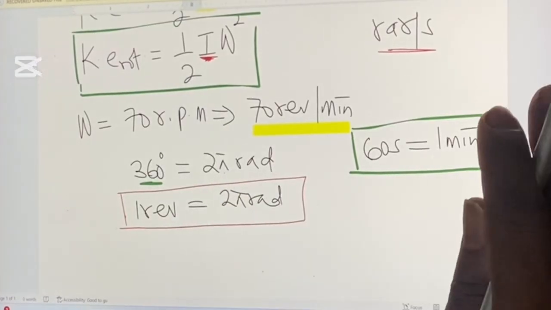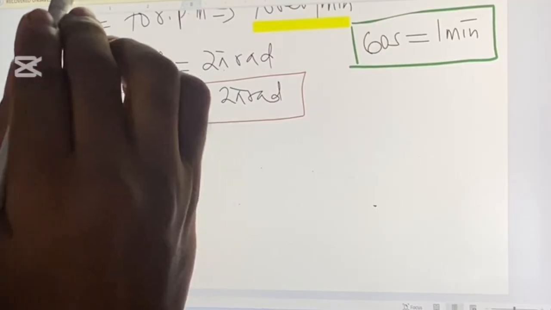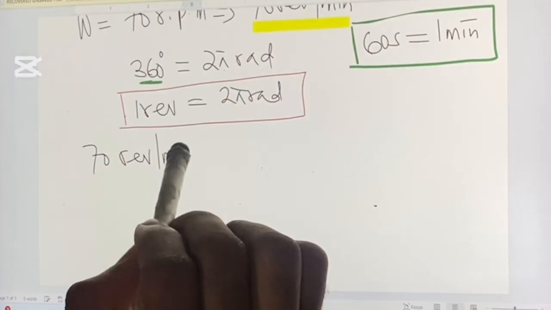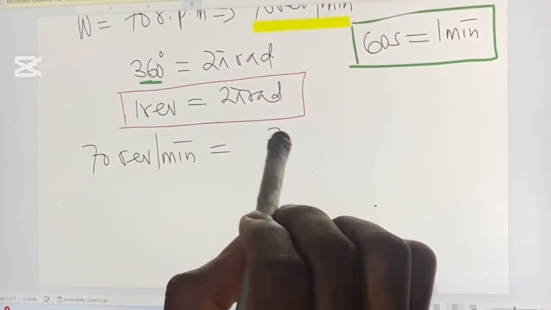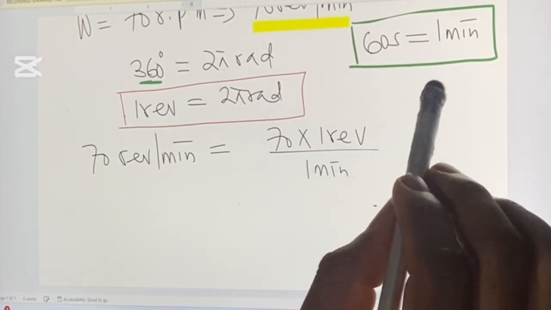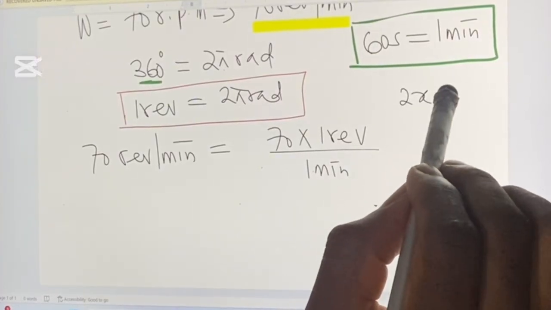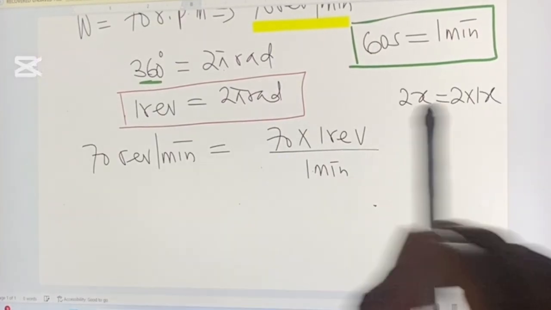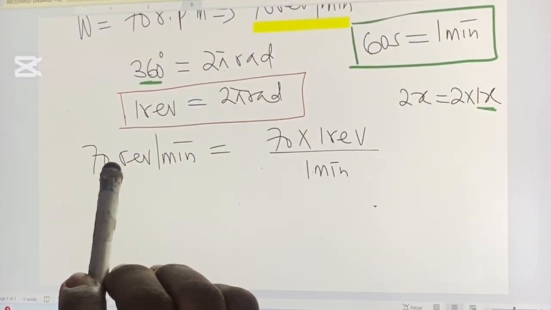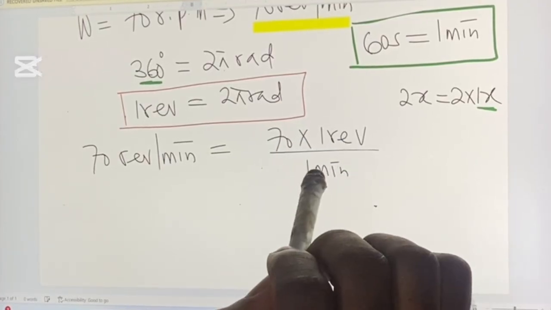So now let's replace it here. To convert 70 revolutions per minute, we can easily write this as 70 times 1 revolution over 1 minute. Please take note of this. If I have something like 2s, it is the same as 2 times 1s. There is something like 1s in mathematics. The same thing here: 70 revolutions per minute is the same as 70 times 1 revolution over 1 minute.